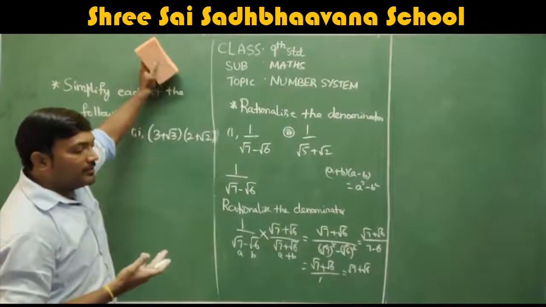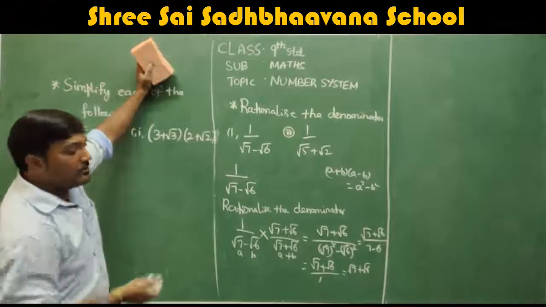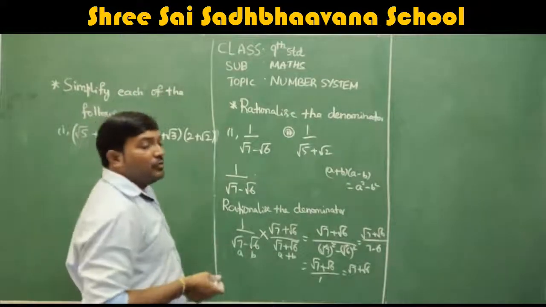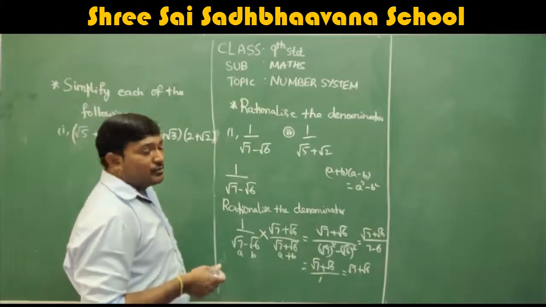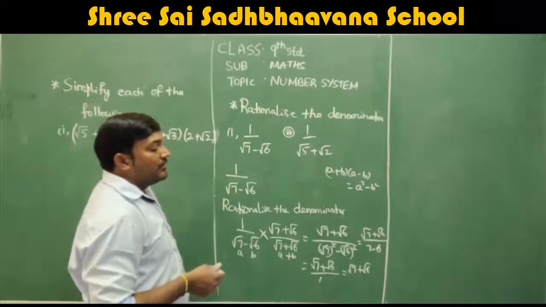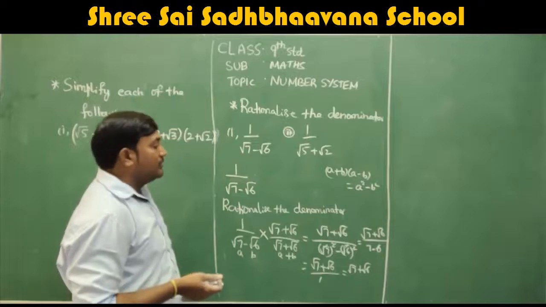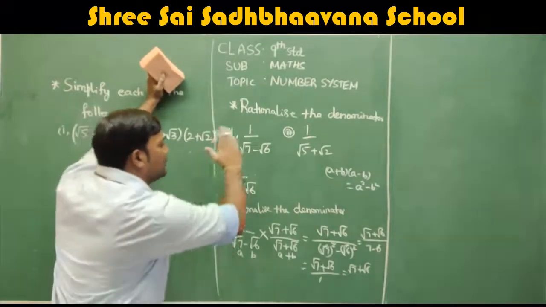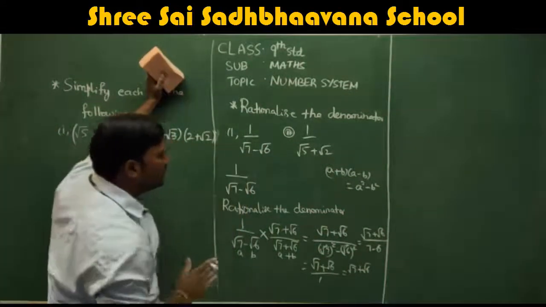See, root 7 whole square is 7, because we already did it in the last sum also, where we got root 5 whole square is 5, root 3 whole square is 3, root 2 whole square is 2. Similarly, root 7 whole square is also 7. Similarly for 6 also. Okay. So it's very simple.